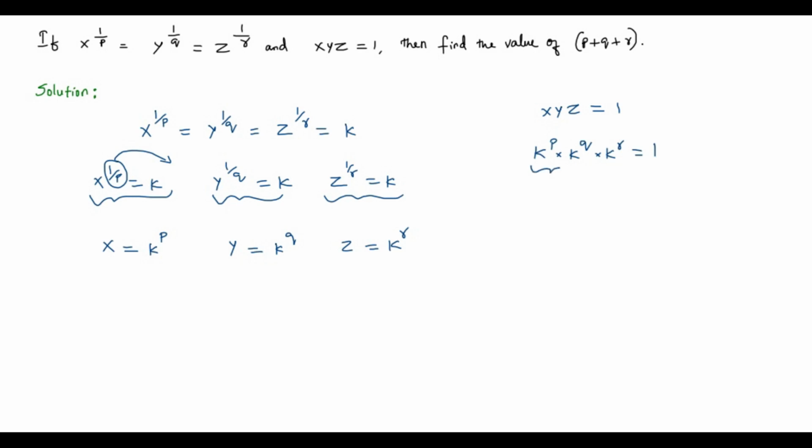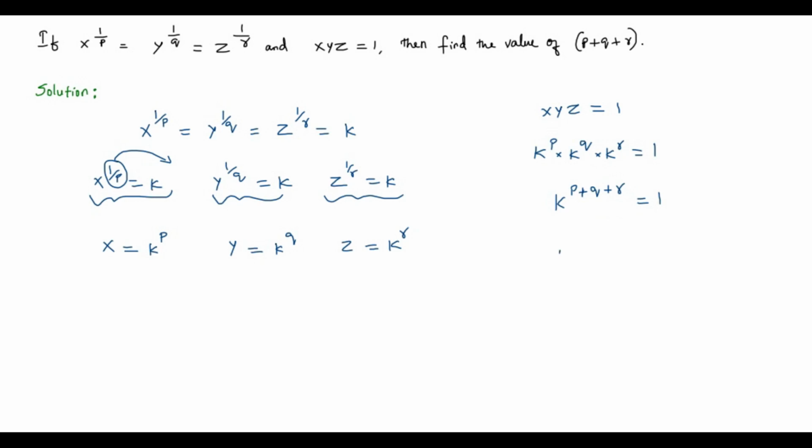Now these three terms are multiplied with the same base k, so we can take the base once and add the exponents: p plus q plus r. Whenever two or more terms are multiplied with the same base, we can take the base once and add the exponents. Here the term k to the power of p plus q plus r is equal to 1. For what value of p plus q plus r is k to the power of p plus q plus r equal to 1?